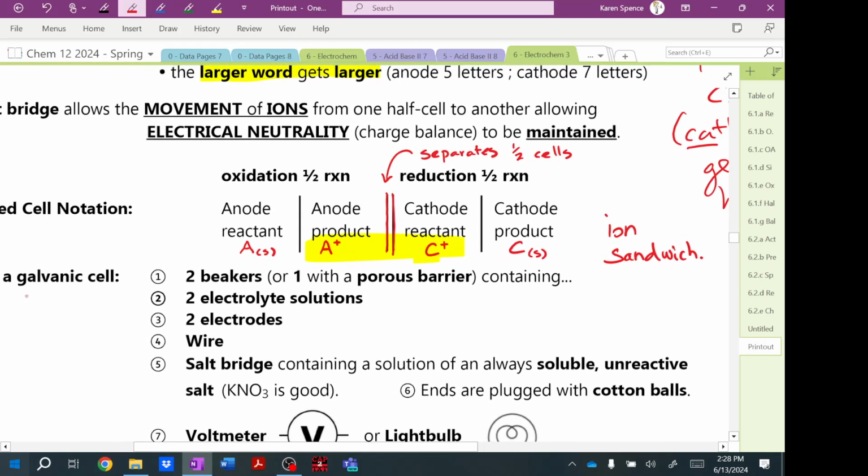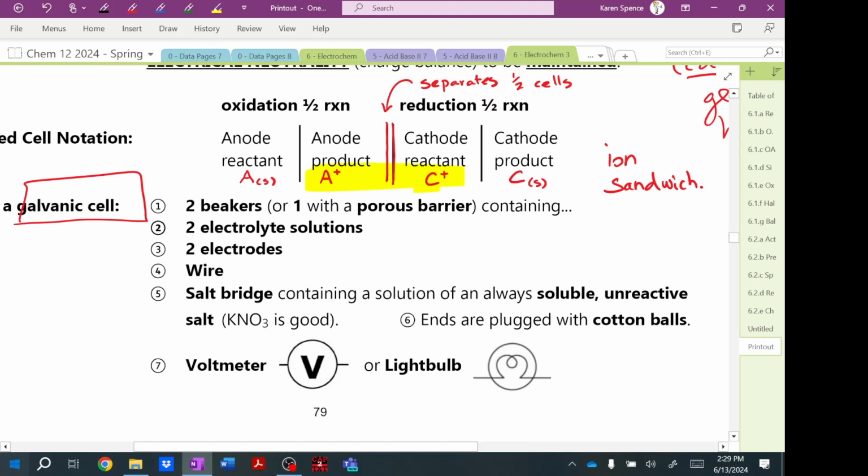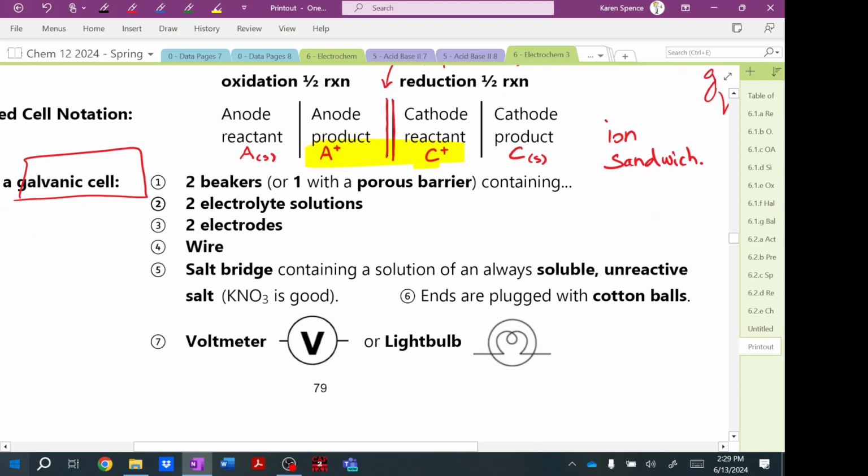And let's say you are called upon to draw a galvanic cell, a voltaic cell, an electrochemical cell. You will need to have how many beakers? 2. How many different electrolyte solutions? 2 different electrolyte solutions. How many electrodes? 2 electrodes. What is an electrode? It's a stick of metal, okay? We'll talk a little bit more later about how, as long as it's a stick of something, it doesn't have to be metal, but we'll talk more about that later. You need a wire. You need a salt bridge. The thing in the salt bridge has to be soluble and it has to be unreactive.